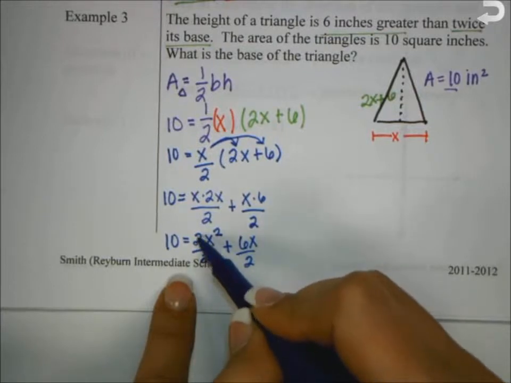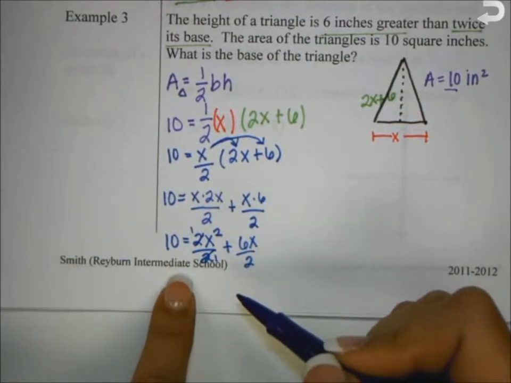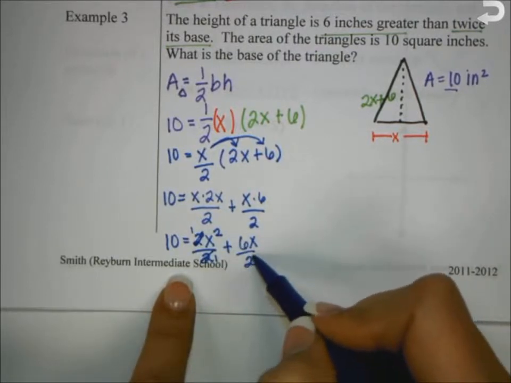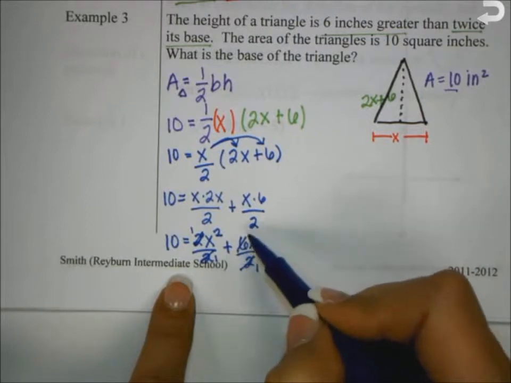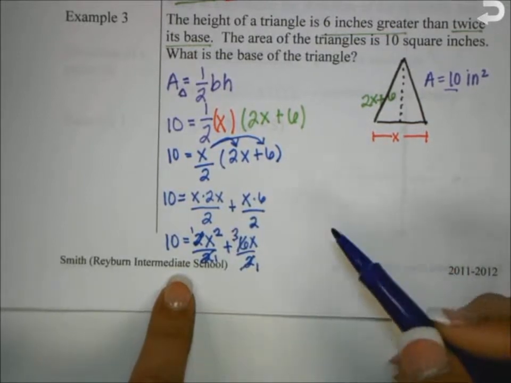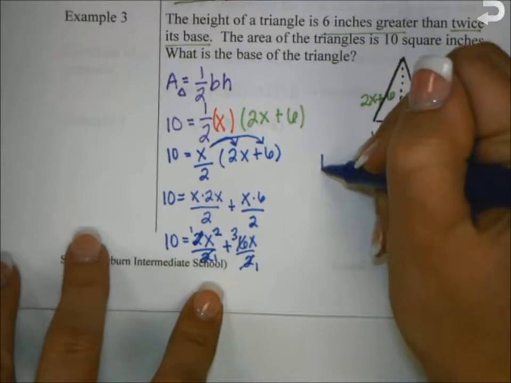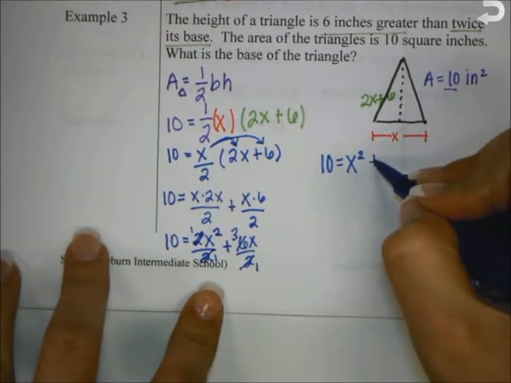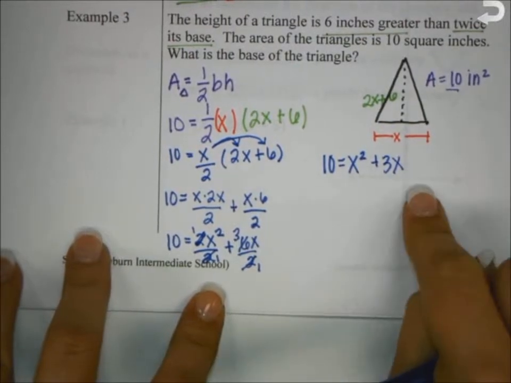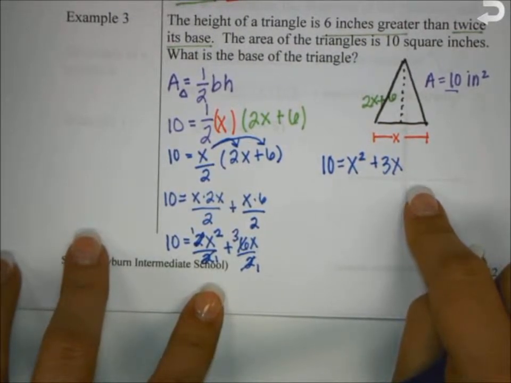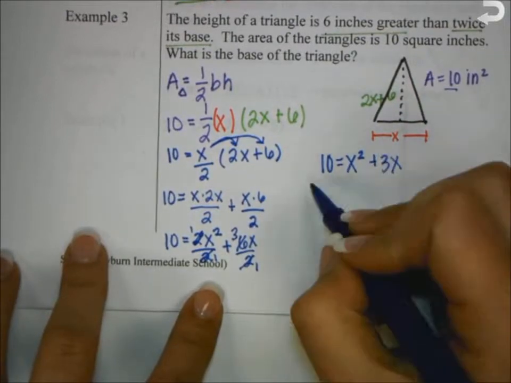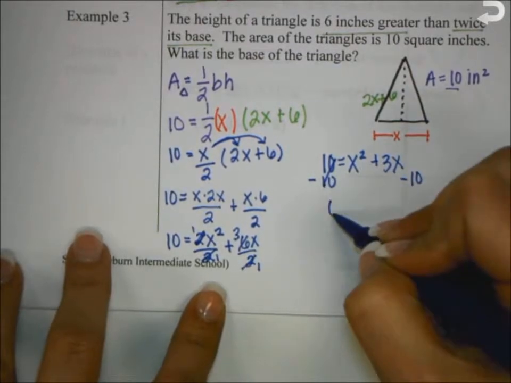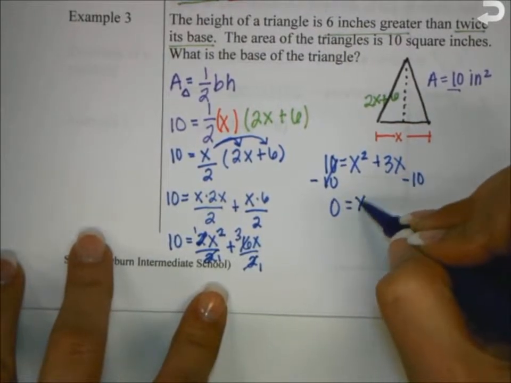Okay, those 2's cancel. What about here? 2 goes into 2 once, and 2 goes into 6 three times. So it would be 3x. So what's my new equation? 10 equals x squared plus 3x. Does this look like something I can solve yet? Not yet. What do I have to do now? Subtract 10 from both sides. So we get 0 equals x squared plus 3x minus 10.